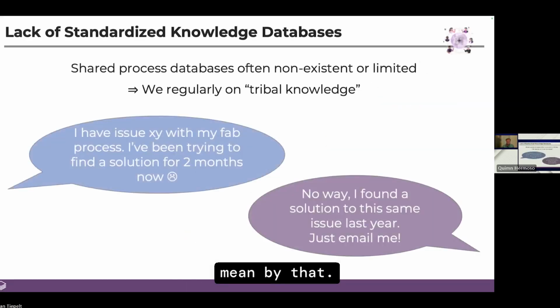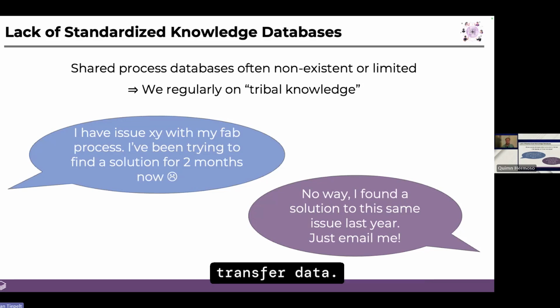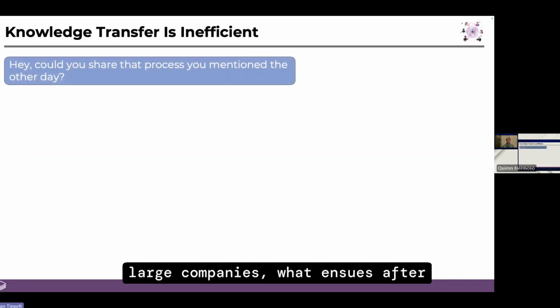A prime example of this, and I always like to start with this fun little example with these speech bubbles, is that shared process databases are oftentimes non-existent or just very limited. Especially in academia, but also beyond academia, we really often rely on tribal knowledge. There are no standardized and unified databases that allow even large companies to store, share and transfer data and knowledge efficiently.